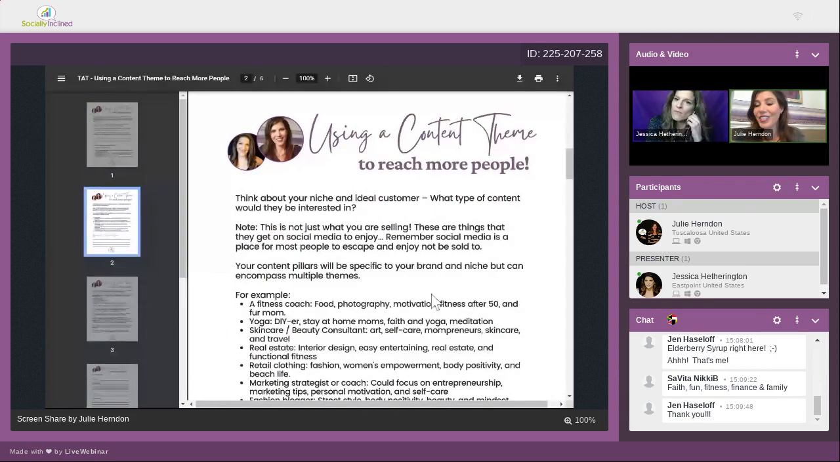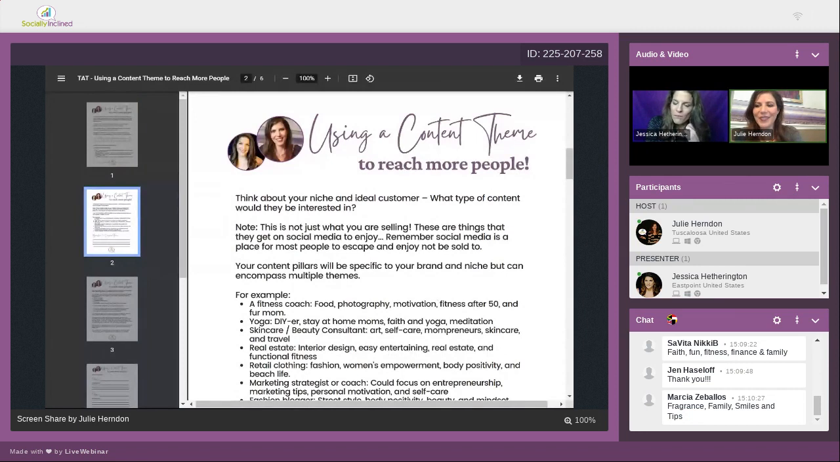So yes, Jen and her elderberry syrup is so amazing. I was waiting for her to see if she was going to comment with that. So the fragrance part of it, like the smells and bringing back memories, there's so much inspiration-type stuff that you can do based on that.